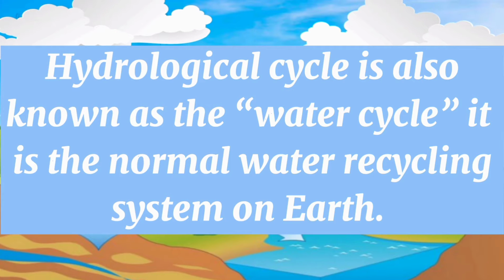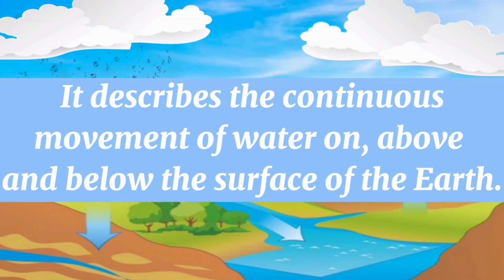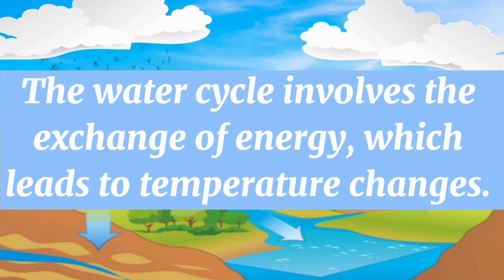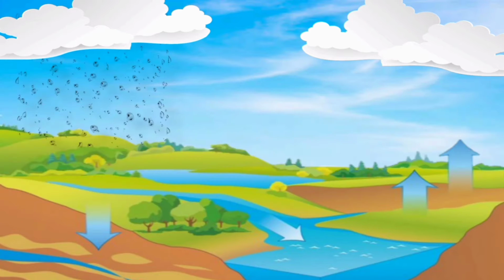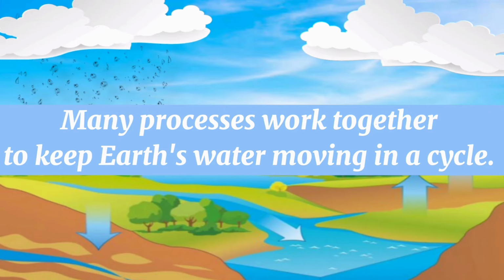The hydrological cycle is also known as the water cycle. It is the natural water recycling system on Earth. It describes the continuous movement of water on, above and below the surface of the Earth. The water cycle involves the exchange of energy, which leads to temperature changes. Many processes work together to keep Earth's water moving in a cycle.